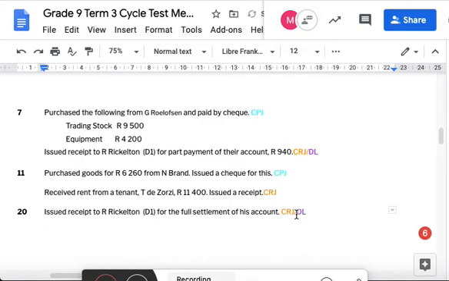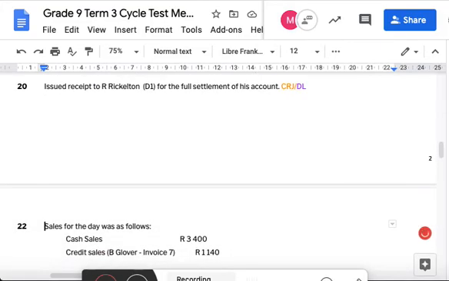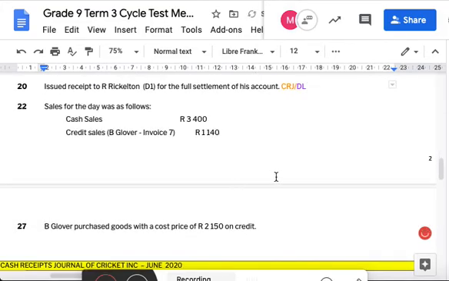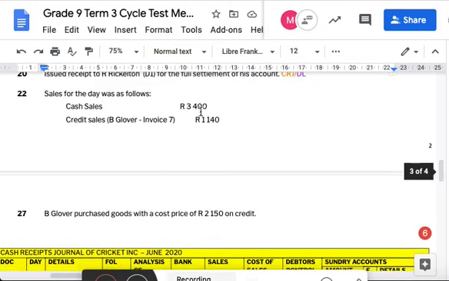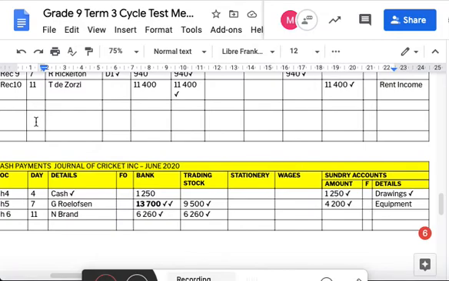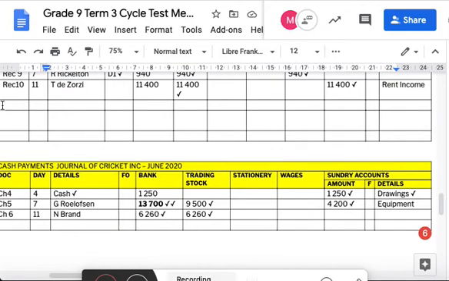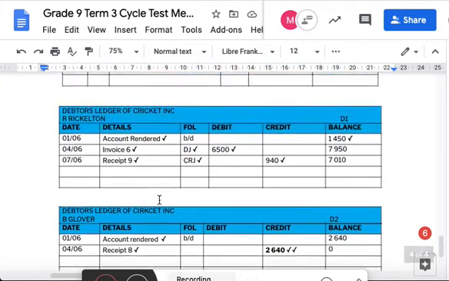Why? We're receiving the money from him, so we can put it in our CRJ, but we also need to record his personal account with us, and that is in our debtor's ledger. He's got a specific debtor's ledger to him. Let's start off in the CRJ. Or actually, let's go to the debtor's ledger first.